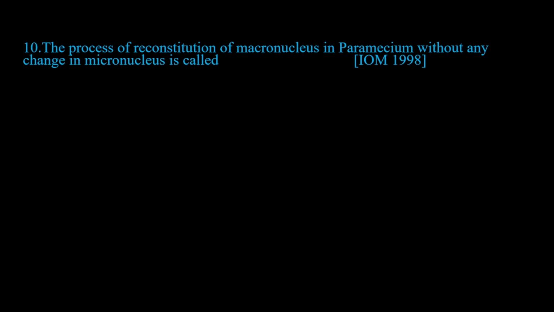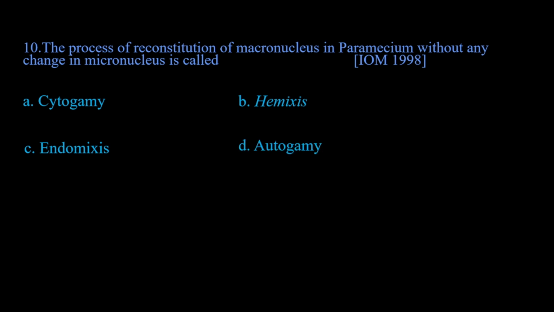Question number 10. The process of reconstitution of macronucleus in Paramecium without any change in micronucleus is called. Options are A. Cytogamy, B. Hemixis, C. Endomixis, D. Autogamy.